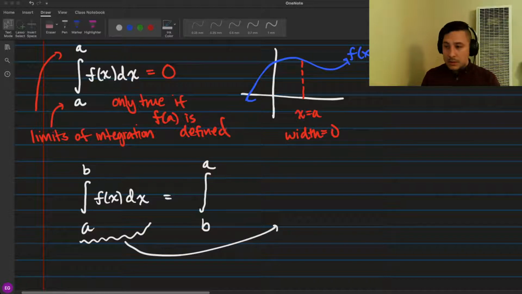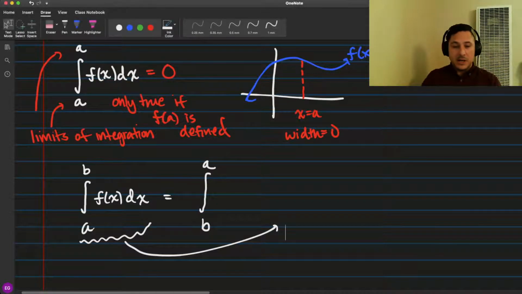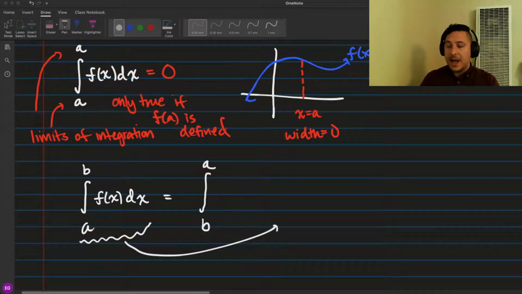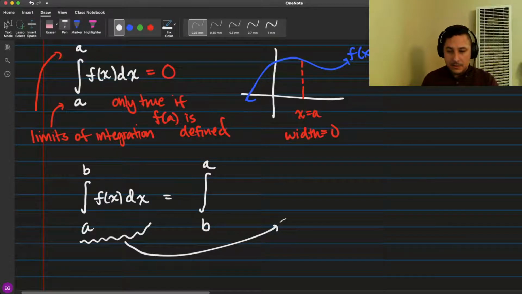Let's see if people remember. Well, we are going backwards, but let's start with talking about integrating from a to b. If I'm integrating from a to b of f of x, it's the area under f of x between a and b.